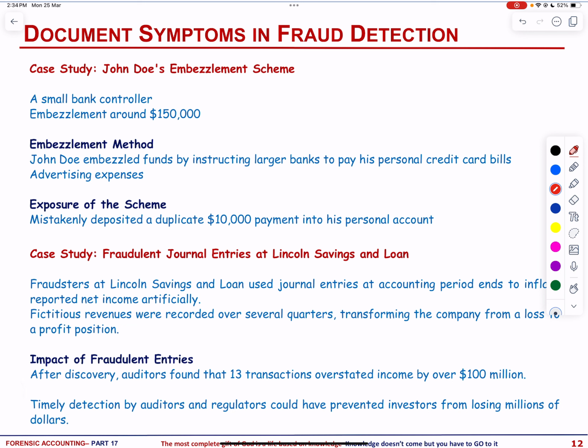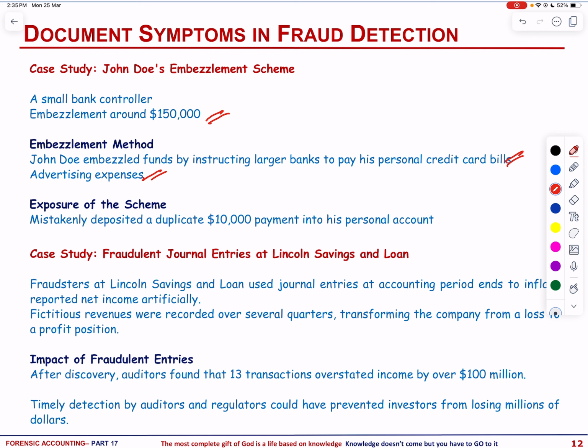In the first case, a 150,000 embezzlement was hidden by making unsupported journal entries. John Doe, a small bank controller, embezzled around 150,000 over several years. He did this by calling larger banks and instructing them to pay his personal credit cards. To conduct the fraud, he recorded the shortages as advertising expenses through fictitious journal entries.